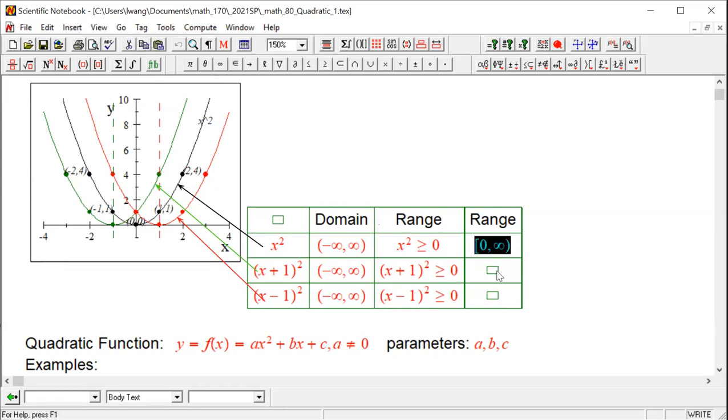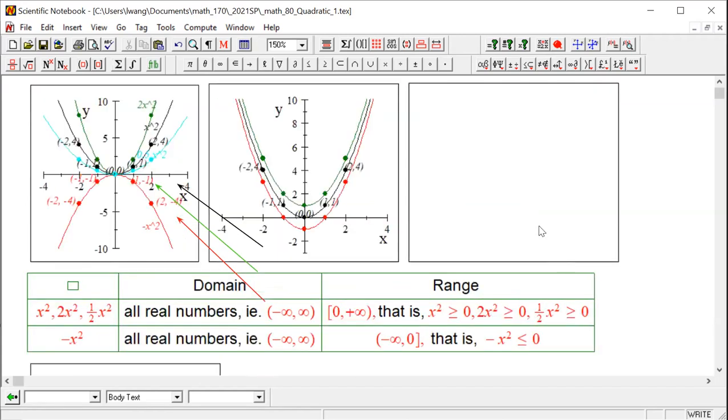So with this review behind us, we understand these pictures. If you have any questions, please go back to module 2 to review the graphing, the domain and range for these functions. Now we can imagine if we have x plus 2 squared, the domain and range is still the same. x minus 2 squared is still the same, right?